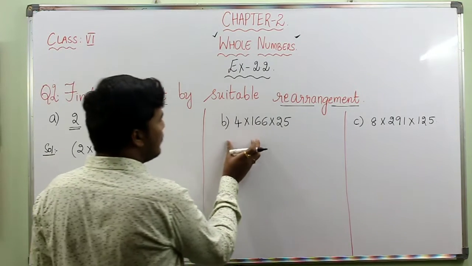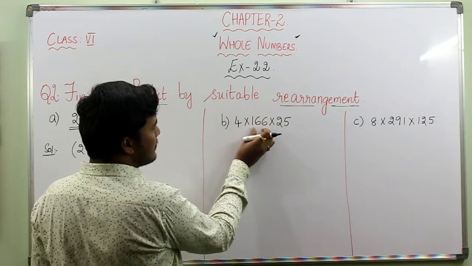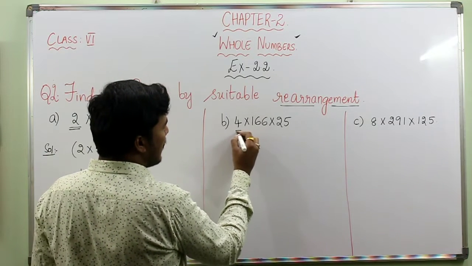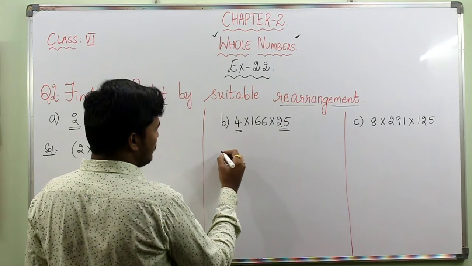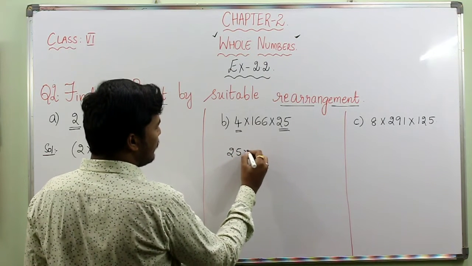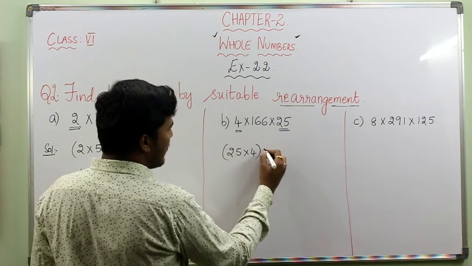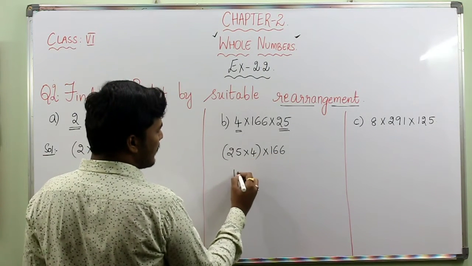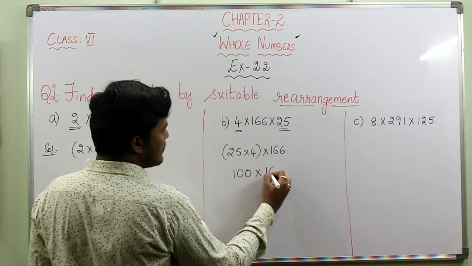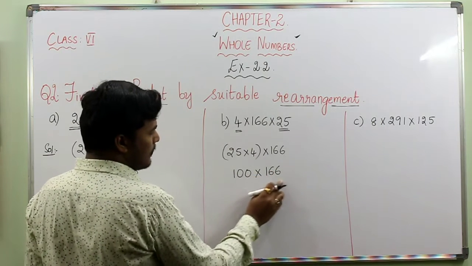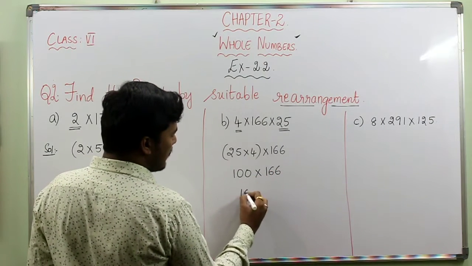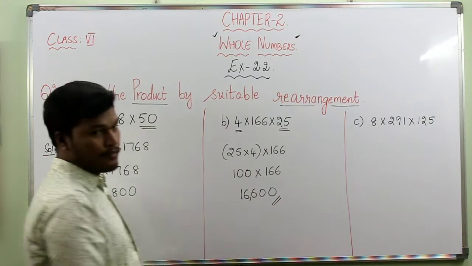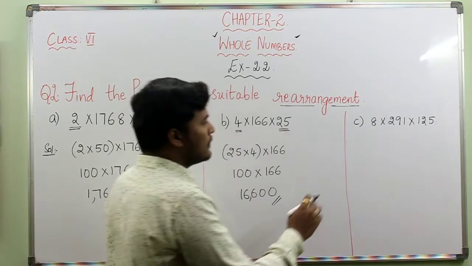Now here I cannot take this 166 into 4 because it will not give me any zeros. So what I will do, I will consider 4 and 25, that is 25 into 4, and the left out term as it is, into 166. So 25 into 4 is 100, 100 into 166, so you'll get 16,600.